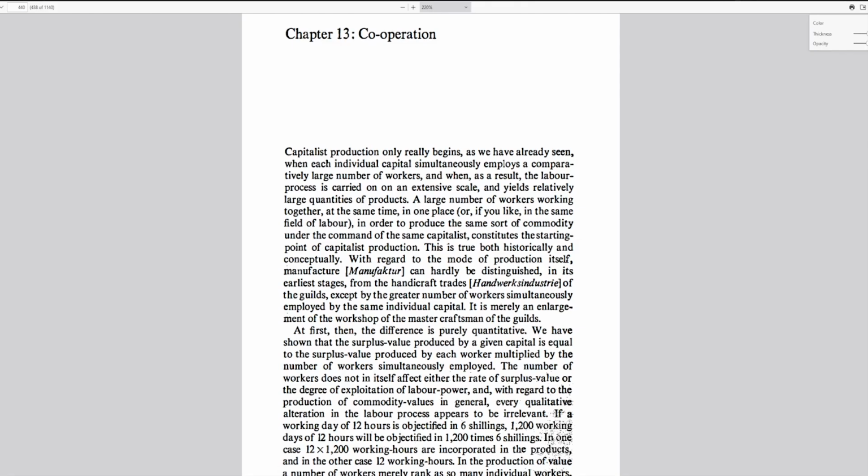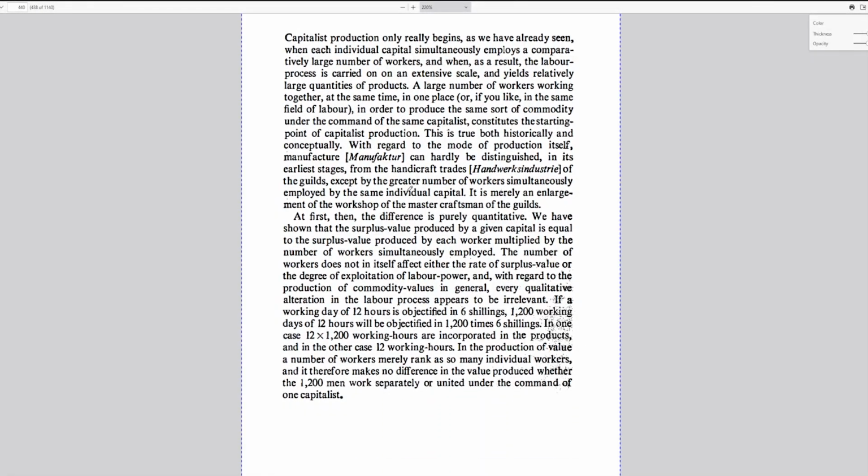Okay, let's get to 13 here. 13 is a pretty fun chapter about cooperation and how it is very characteristic within capitalism. So initially he starts out here by basically saying, right, we may have started out in a very, like, rewind the clock.